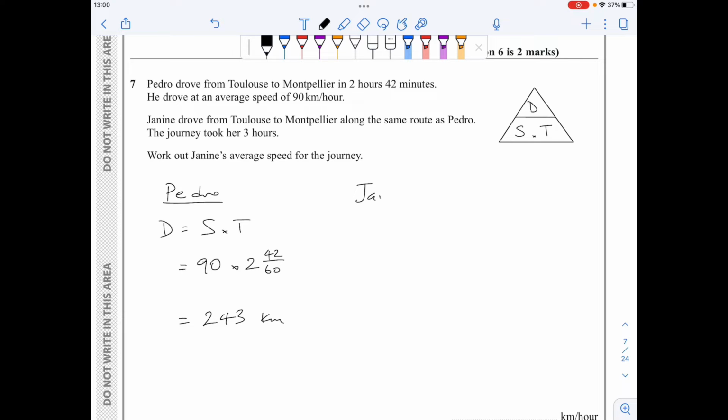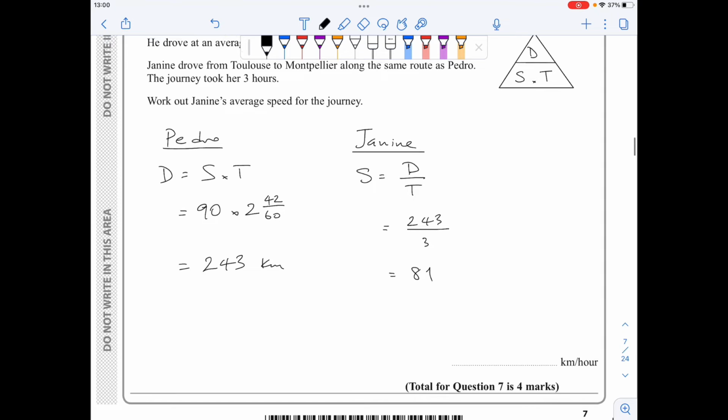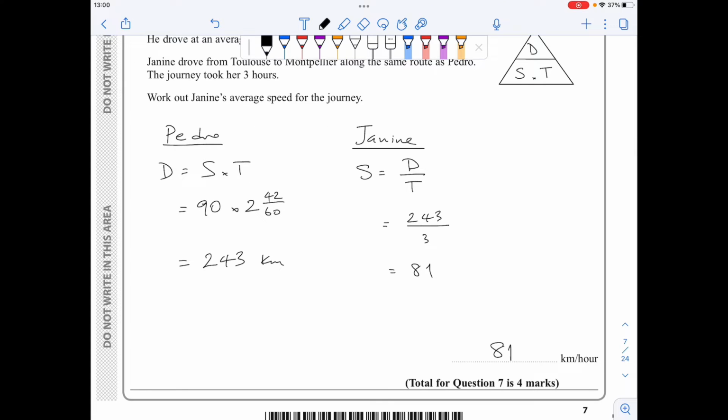Then for Janine, we need to find the speed. This is equal to distance over time. Now the distance is the same as Pedro, so 243 divided by 3 hours, so this will give me 81 kilometers per hour.